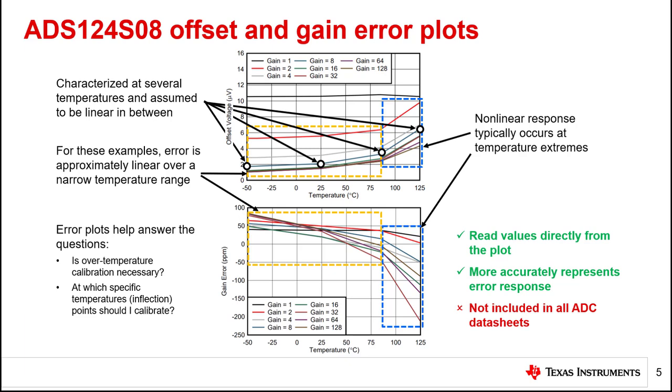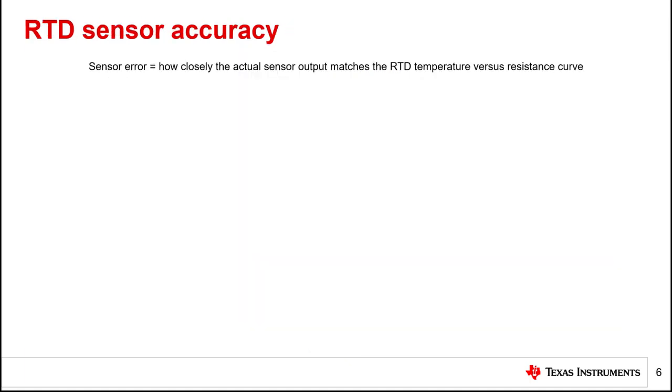That concludes our discussion about temperature drift errors. Next, let's consider the different RTD sensor errors. The first RTD error source we need to consider is the variation in the sensor accuracy, which measures how closely the actual sensor output matches the RTD temperature versus resistance curve.